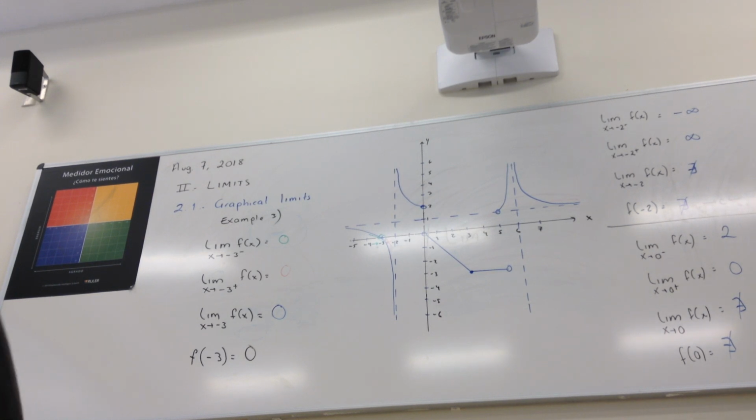Now, for example, with the 3. Limit as x approaches 3 from the right. F of 3. Okay, you can tell me that. Limit as x approaches 3 from the left. Minus 3. Very good. Limit as x approaches 3 from the right. Minus 3. Also minus 3.